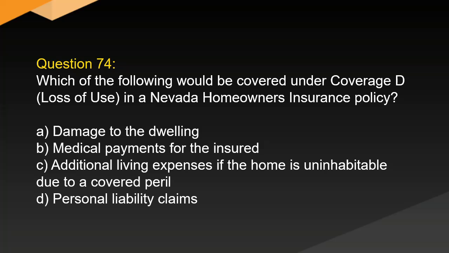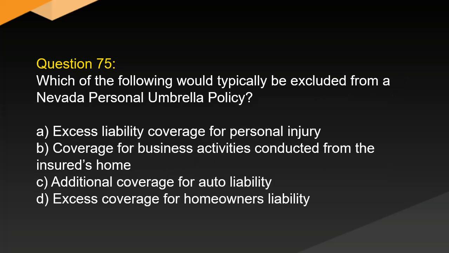Question 74. Which of the following would be covered under Coverage D, Loss of use, in a Nevada homeowner's insurance policy? A. Damage to the dwelling. B. Medical payments for the insured. C. Additional living expenses if the home is uninhabitable due to a covered peril. D. Personal liability claims.